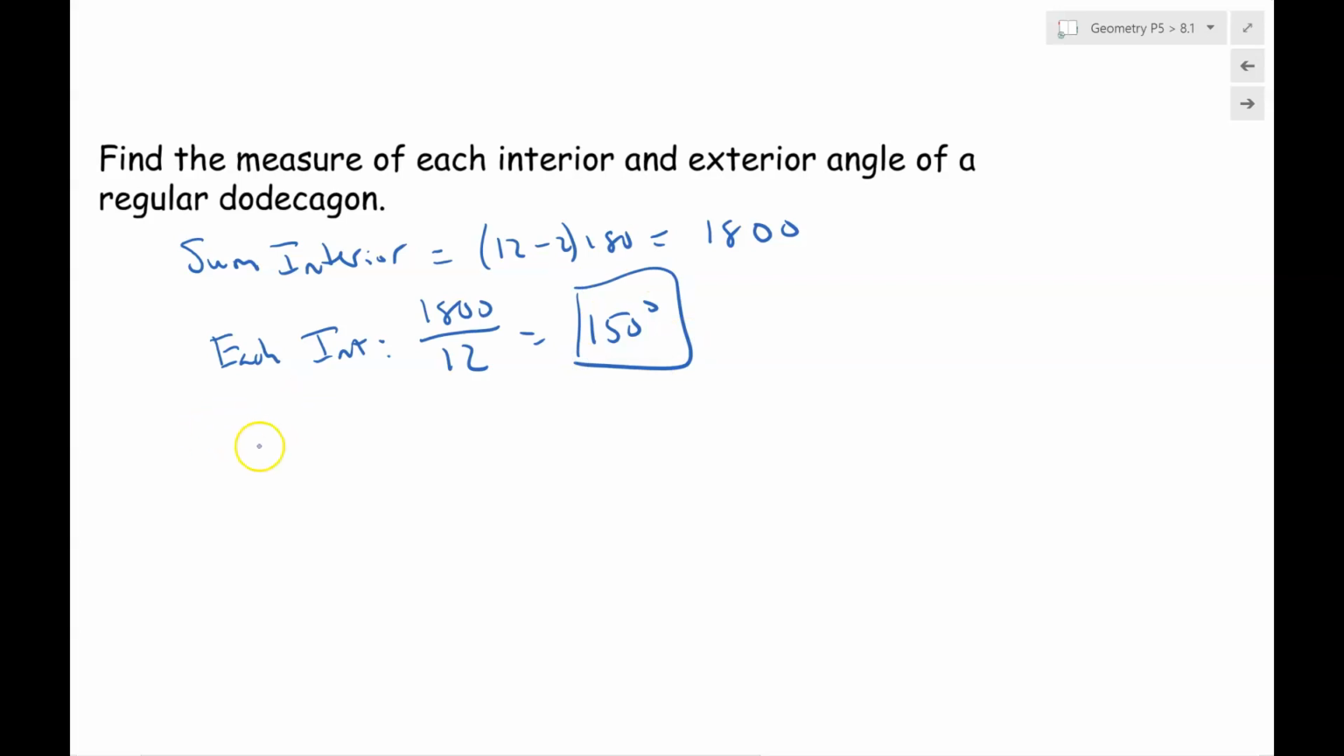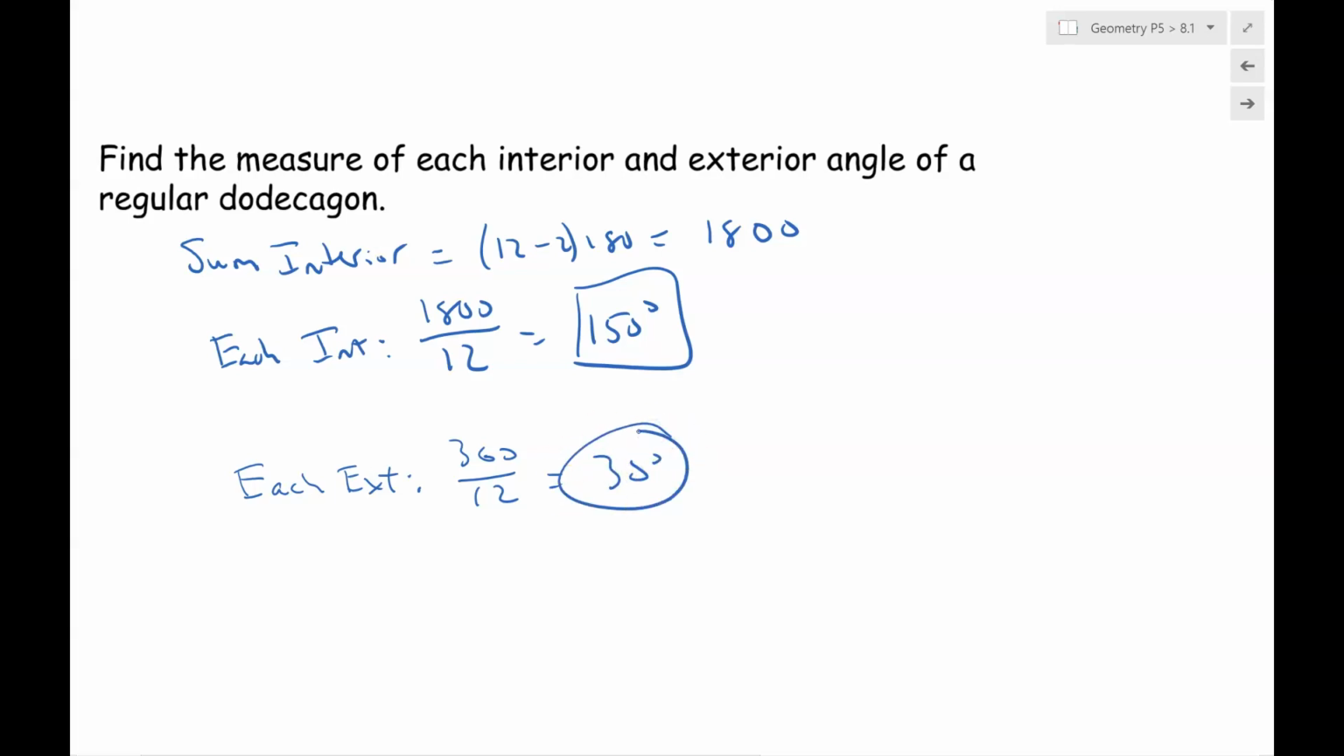Now, to get the each exterior, we're going to take the sum of the exterior, which is 360, and divide by 12. And we should get something like 30.